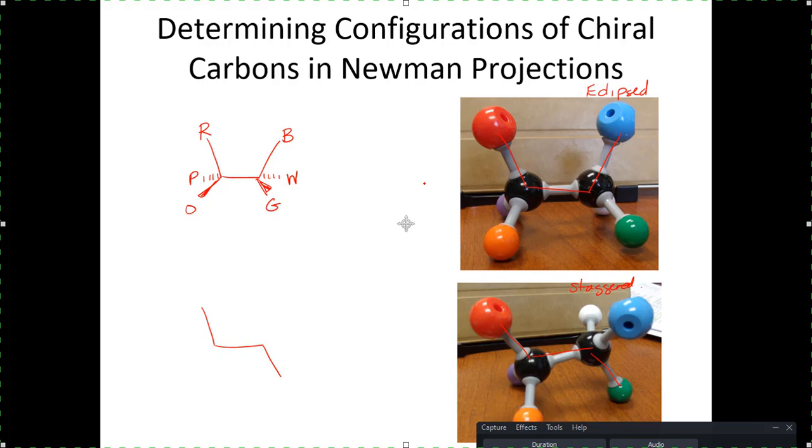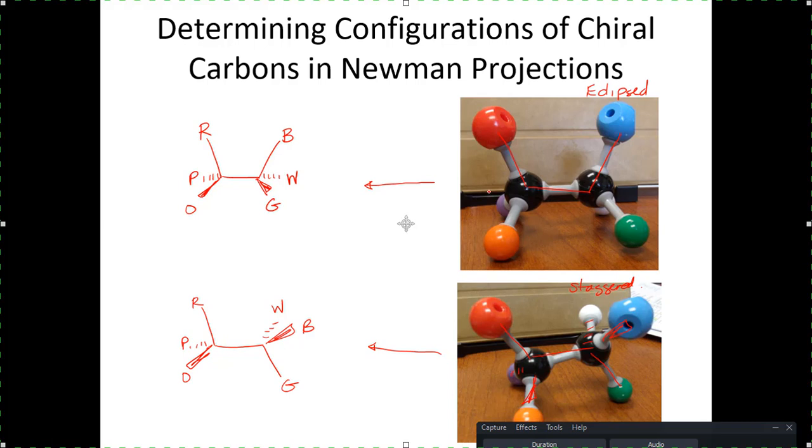So this is going from a staggered sawhorse to a sawhorse on paper. Now down here, this is your bold wedge. This is your bold wedge. So this bold wedge is down. This bold wedge is up, and then the purple's pointing down, the white is pointing up. So there's the white group, there's the purple group. Here is the red and the blue, and then here's the orange and the green.